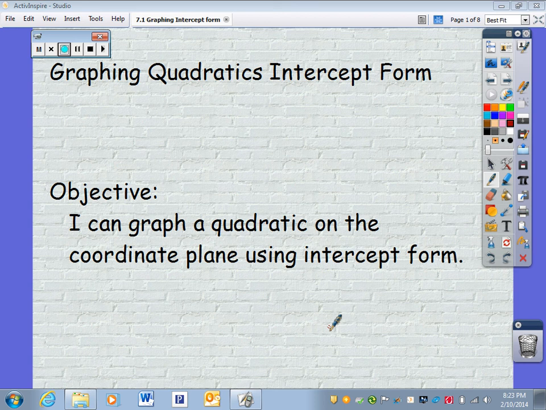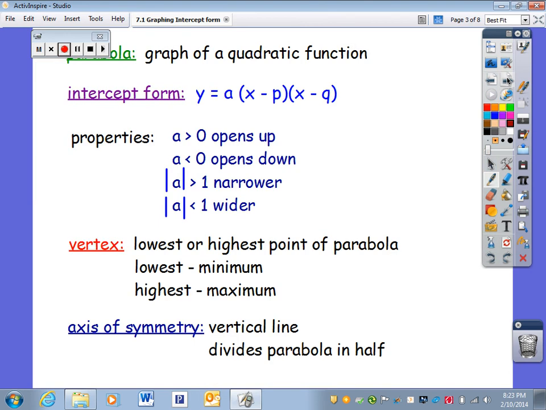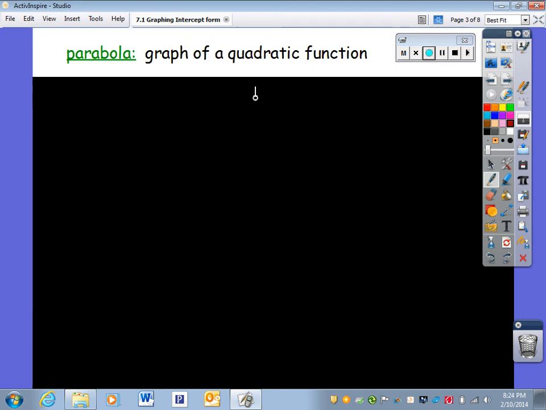In this lesson, we are going to be graphing a quadratic on the coordinate plane using intercept form. Take a look at some examples of quadratics that we see in our world today. Here's an arch, golden arches, even a satellite dish. So the first thing that we want to take a look at is some vocabulary for graphing and for using with parabolas. So remember that a parabola is the graph of a quadratic function.